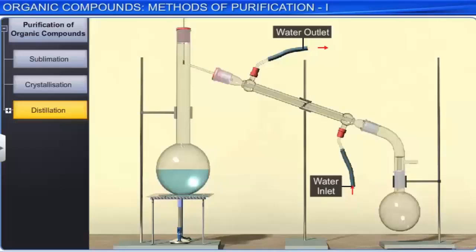Now let's look at the distillation process. This method is used for separating volatile liquids from non-volatile impurities, and also to separate the liquids which differ in their boiling points.